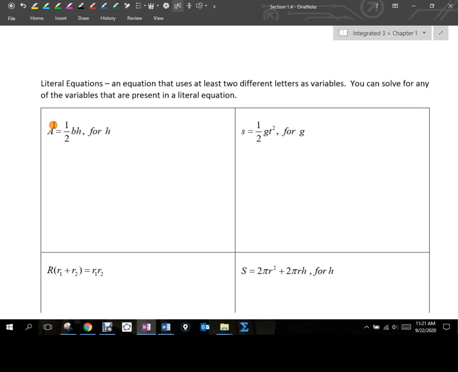Okay. Let's talk about these real quick, because we were actually using some of these inside those last three story problems. They're called literal equations. Basically, a literal equation is an equation that has multiple variables in it. A lot of times, they are formulas. And a lot of these things up there you see as formulas.